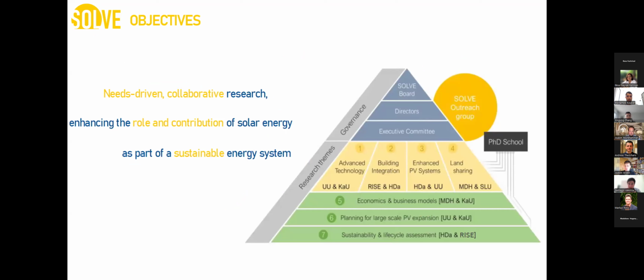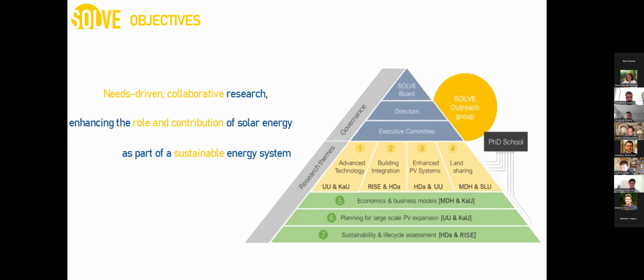So this is the structure of Solve, the organizational structure. At the top of the pyramid here, we have the Solve board, which is making decisions about the center. We have a board of directors and an executive committee. But then most of the research and development work is done in these different research themes. So we have 4 topical research themes, you can say, and then we have 3 cross-cutting research themes. So you can see some of these are focused on different things like advanced technology, building integration, enhanced PV systems, and land sharing. These are like the main topical themes, and then these cross-cutting themes are economics and business models, planning for large-scale PV expansion, and sustainability and life cycle assessment.